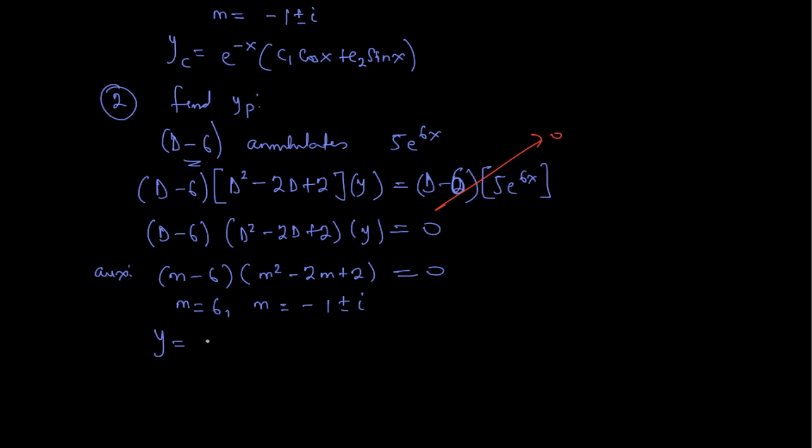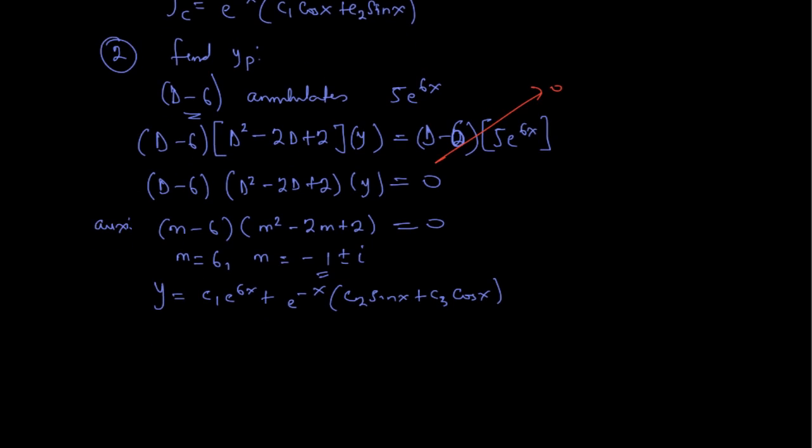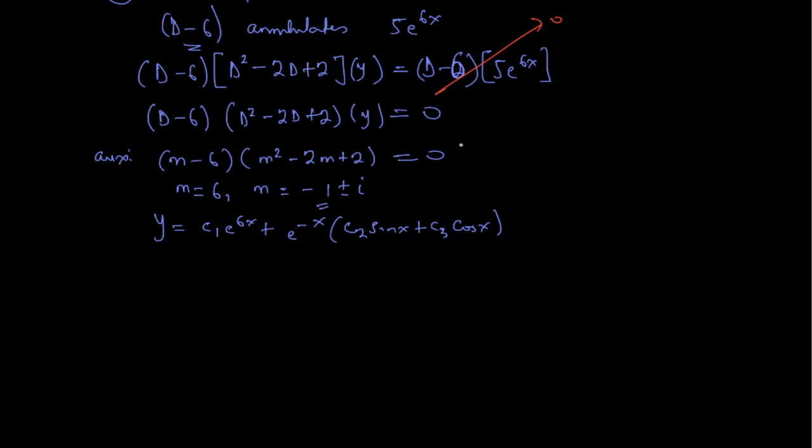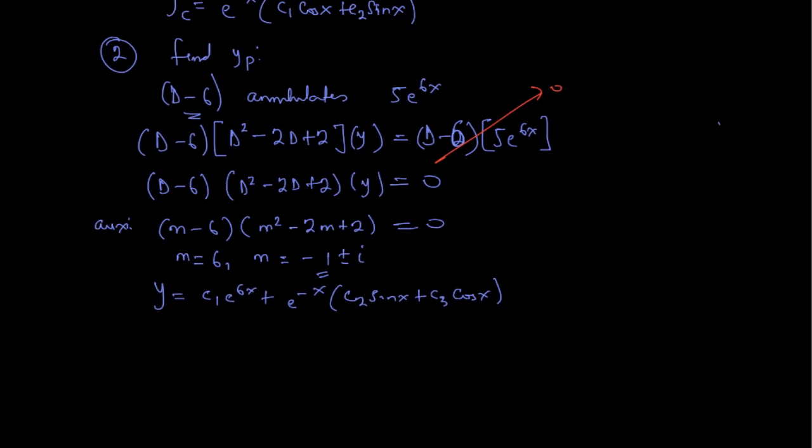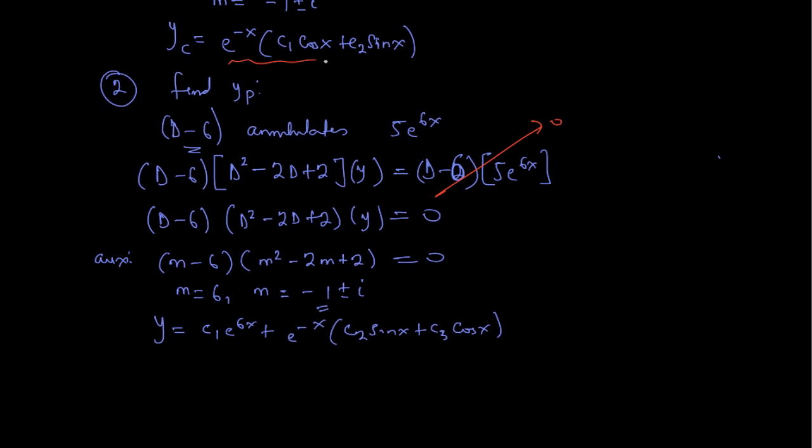Based on what we have here, the general solution of this is y equals c1 e to the power 6x plus, since we have minus 1 here, e to the power negative x into c2 sine of x plus c3 cosine of x. This is the general solution of this newly formed homogeneous equation. The next thing you want to do is recognize the complementary part and then the assumed form for the particular solution. Since we have e to the power minus x here, which is part of yc, the remaining part is what we'll call our yp.